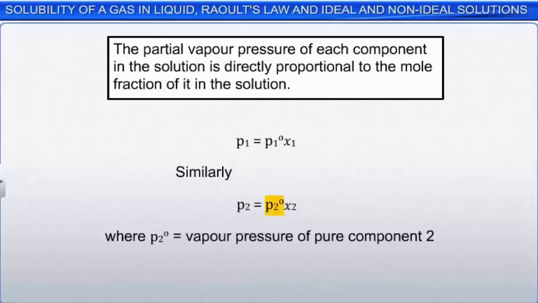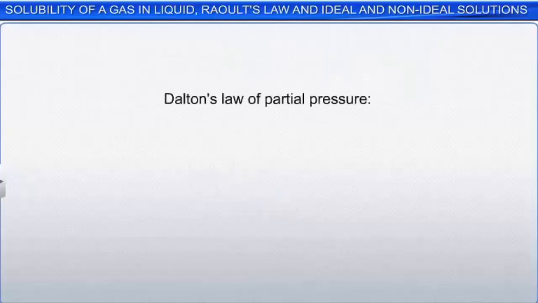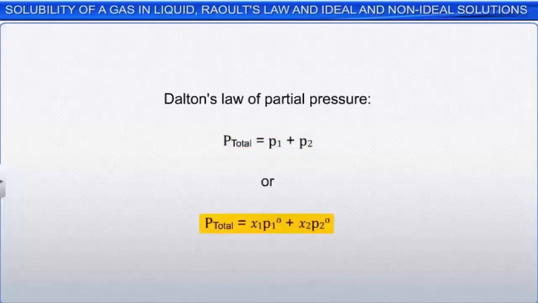Now, if you apply Dalton's law of partial pressure, the total vapor pressure of the mixture would be equal to the sum of the individual partial pressures of the component 1 and 2. That is, P total is equal to P1 plus P2, or P total is equal to x1 P1 naught plus x2 P2 naught. Let this be equation number 1.